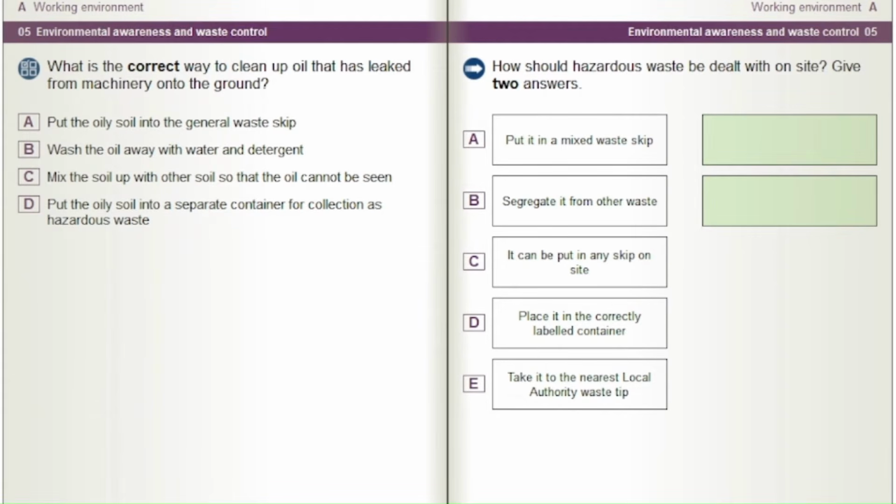What is the correct way to clean up oil that has leaked from machinery onto the ground? Put the oily soil into the general waste skip. Wash the oil away with water and detergent. Mix the soil up with other soil so that the oil cannot be seen. Put the oily soil into a separate container for collection as hazardous waste.